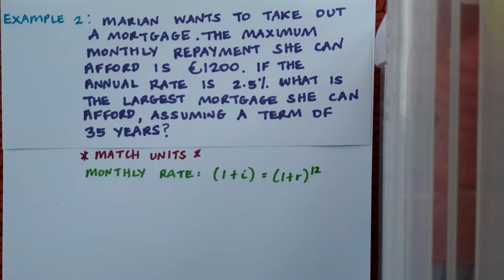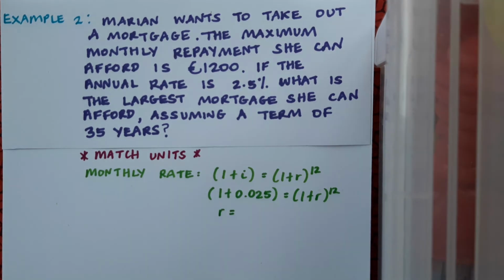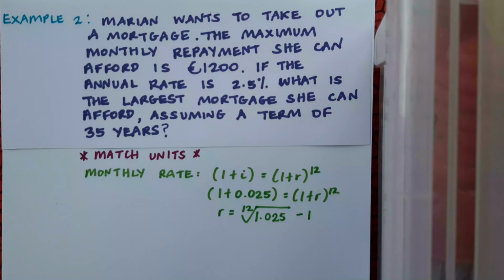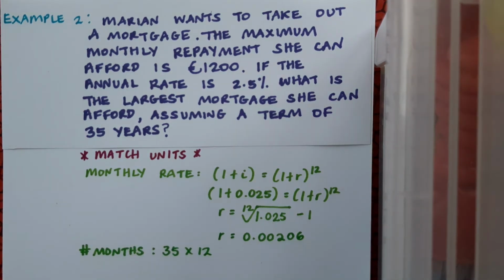So I'll have 1 plus I equals 1 plus R to the power of 12. And you can do this yourself. So if you want to pause here and keep going and then play and see if you're right, that's grand. Just notice here that 2.5% is 0.025. So a bit of manipulation then here. And then I'll go to my calculator to find R. So I've got an R value here of 0.00206. Next, we'll find the number of months by doing 35 by 12. So our T value will be 420.